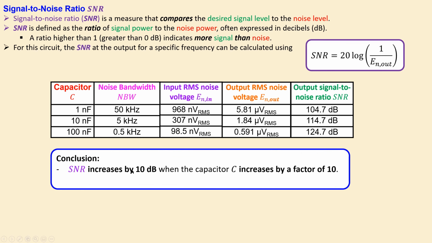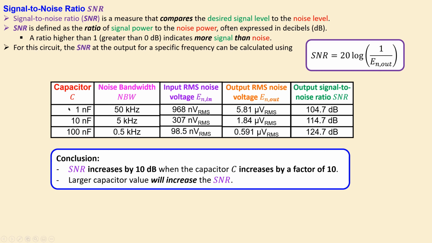The first observation is that SNR increases by 10 dB when the capacitor increases by a factor of 10. So each decade increase in the capacitor value will increase your SNR by 10 dB. It goes from approximately 105, to 115, and then to 125 dB for each decade increase in the capacitor value. A larger capacitor will increase your SNR because you filter out more noise. That's actually a very logical consequence.